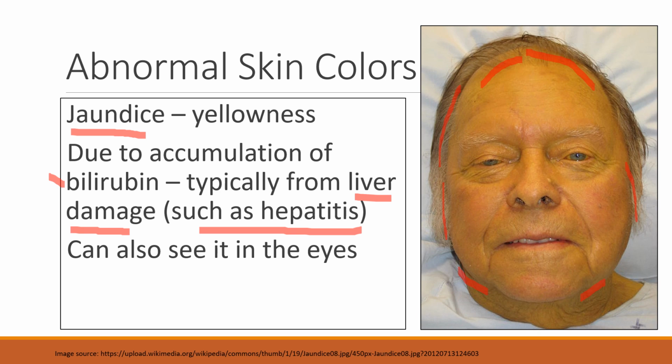What I want you to know is that if somebody's skin is yellow or jaundiced, typically it's because of some sort of liver damage. It could be other things, but right now just focus on the very common and basic one, which is liver damage. As with pallor, you could also see this in the eyes. I didn't get a picture, but if you were to pull open his eye and look at the whites of his eyes, you would see that they're actually yellow. So jaundice can also deposit in the eyes, turning them yellow.